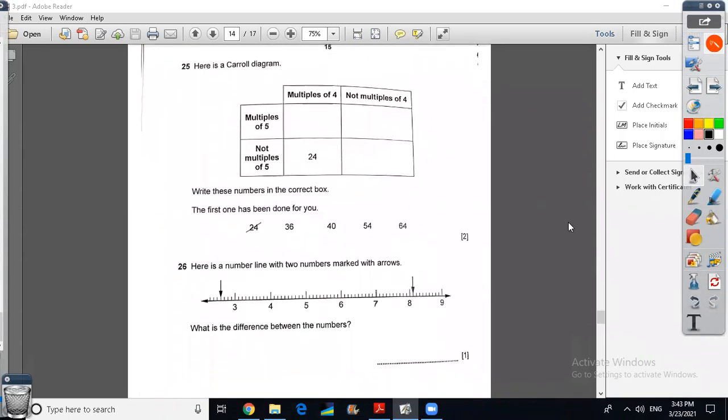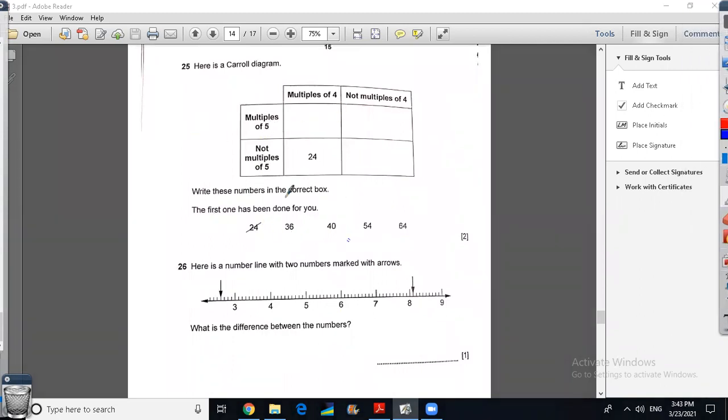This is your homework. Here is a Carroll diagram, and they're saying, put these numbers in the Carroll diagram. 36, is it a multiple of 5? No, mister, I'm not going to put it there. It's not a multiple of 5. But is it a multiple of 4? Yes, it is a multiple of 4. So you need to put it here also with the 24.